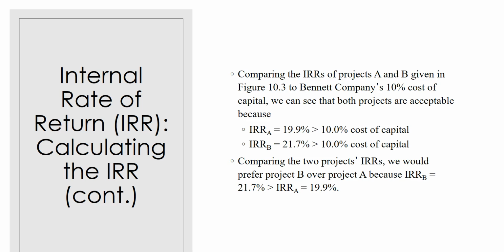So project B would be better than project A. If we had mutually exclusive projects and we were using internal rate of return, we would accept project B over project A. If we had unlimited capital and they were independent, we would accept both.